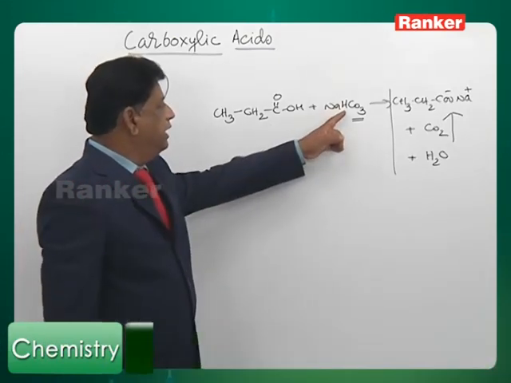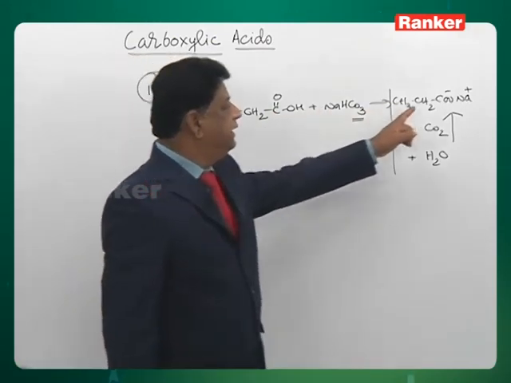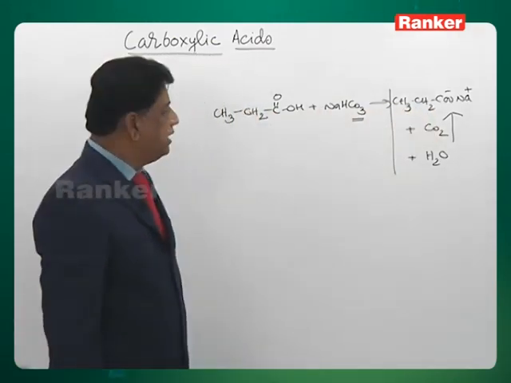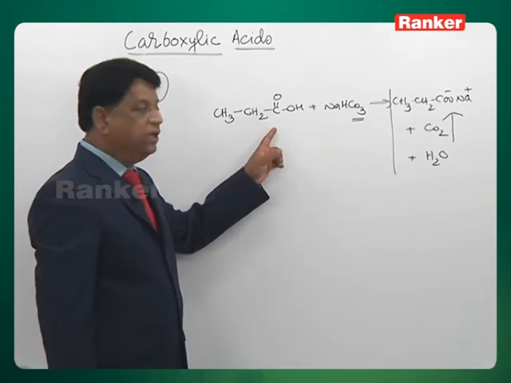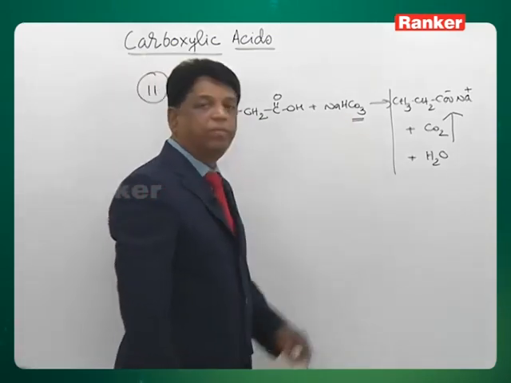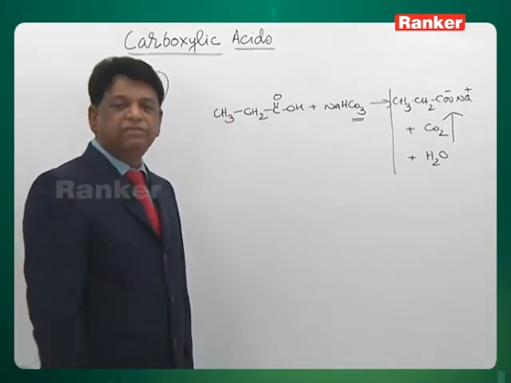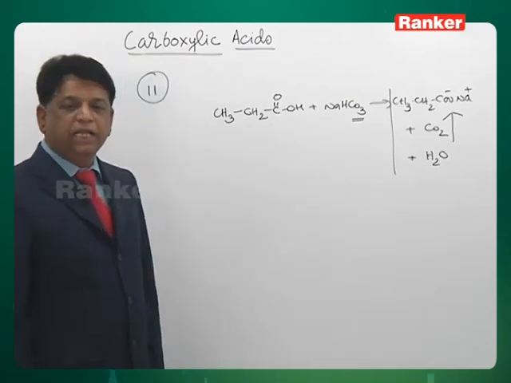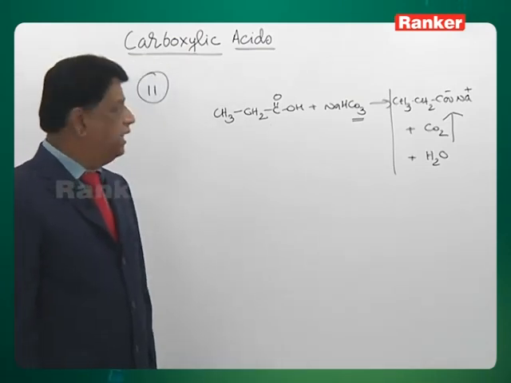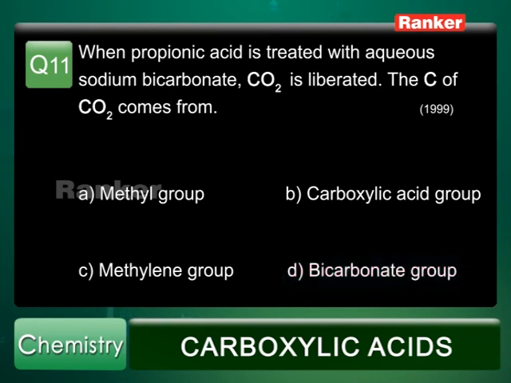In the bicarbonate, this carbon is there as it is. Therefore, don't expect that carbon dioxide is coming from this acid. The carbon dioxide is from the bicarbonate only. So therefore, the question is very clear now. The carbon dioxide comes from the bicarbonate group. That is, option D is the right answer.